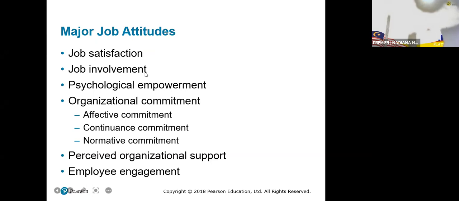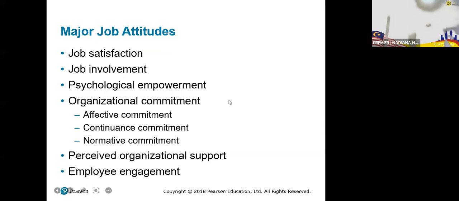That is job satisfaction. Number two is job involvement. How far do you give commitment to your job? How far do you give commitment and focus in your job? That's involvement, or some people say job commitment. If you give full commitment to your job, that means you have high job involvement. If you don't commit, that means you don't have full involvement in your job.